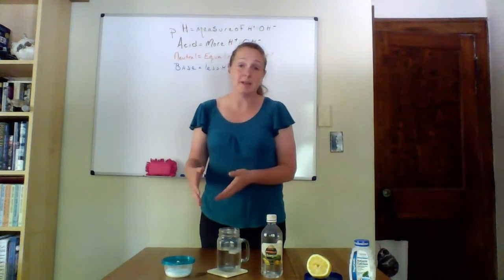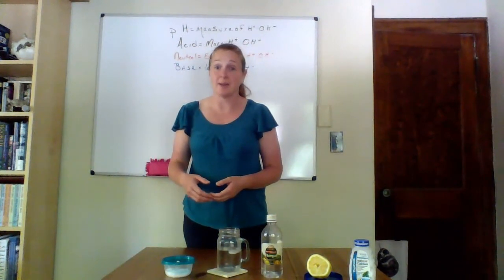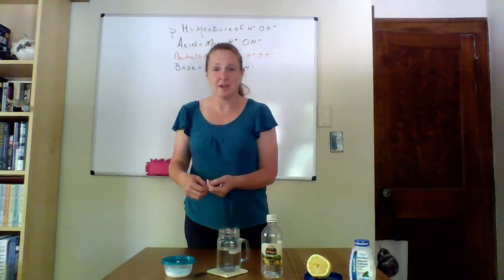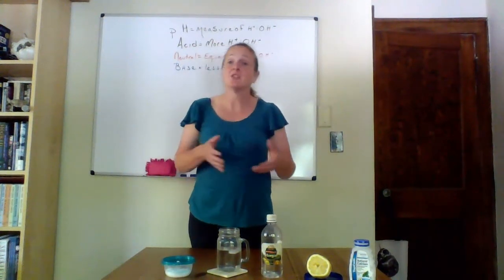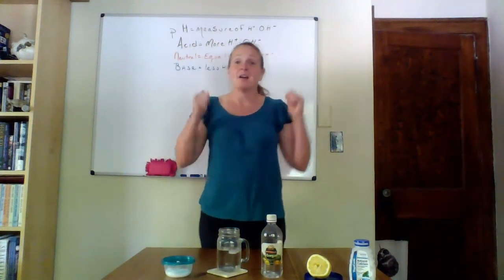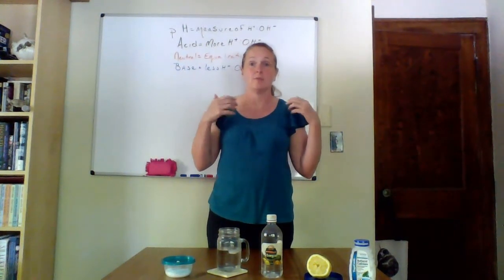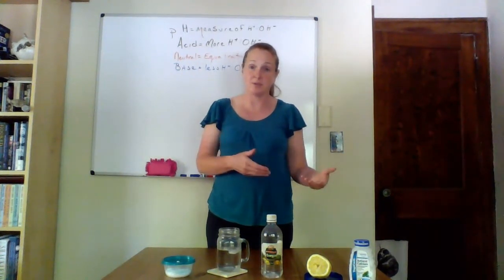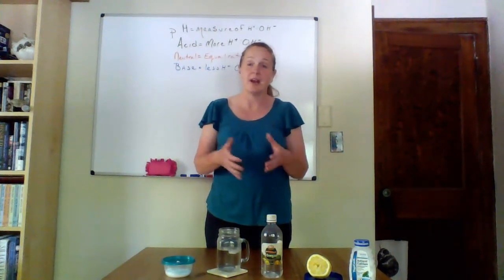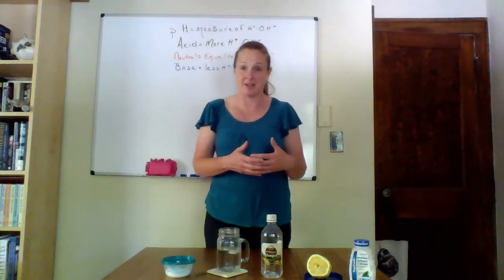If I had a base and I used a buffer, the buffer is going to work on that base by either releasing hydrogen or grabbing all of the hydroxide groups. Again, shifting the ratio. So when we're looking at pH, when we're classifying substances as acids, bases, or neutrals, one of the things we're looking for is shifts back and forth in that ratio of hydrogen to hydroxide ions.